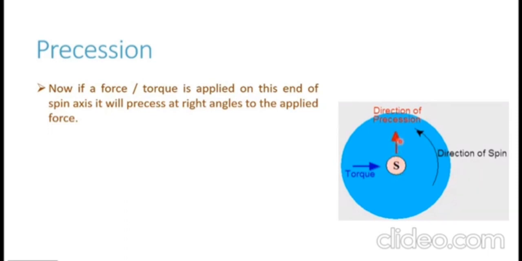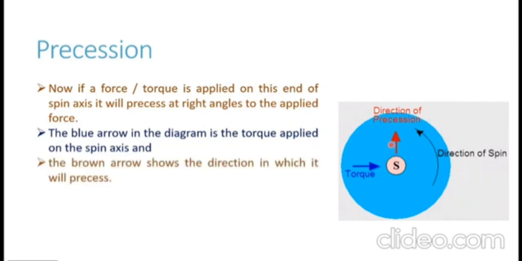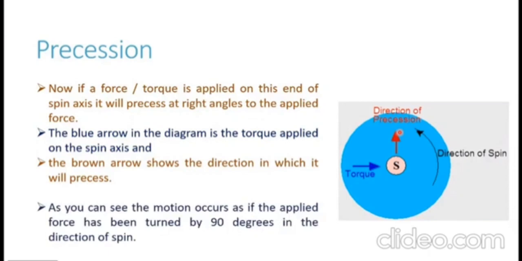So you see the red color arrow shows us the direction of motion of the south end of the spin axis, and this is the direction of precession. So the blue arrow in the diagram is the torque applied to the south end of the spin axis, and the red color arrow or the brown arrow shows the direction in which it will precess. So the south end of the spin axis is going to precess upwards. As you can see, the motion occurs as if the applied force has been turned by 90 degrees in the direction of the spin.